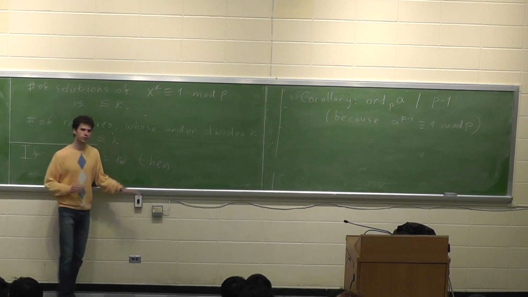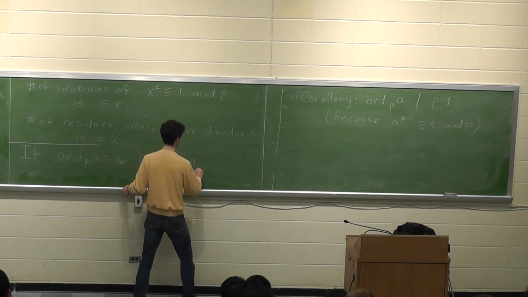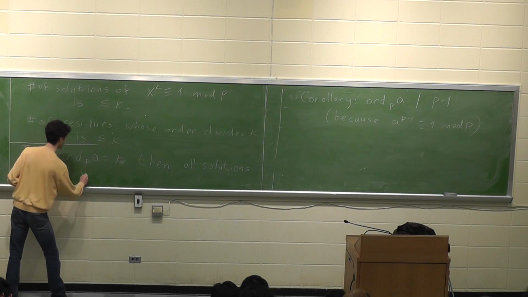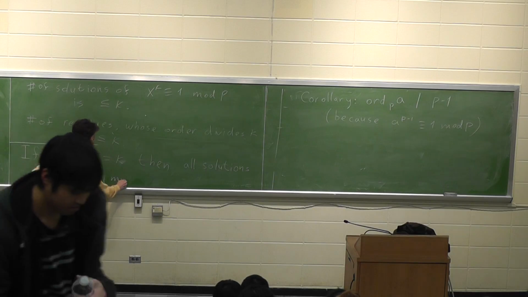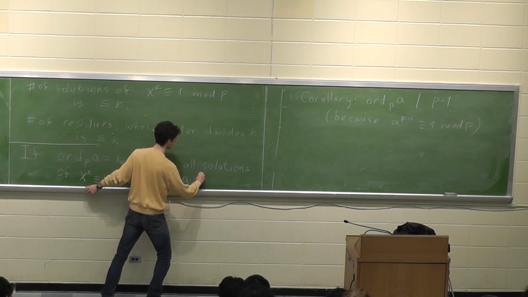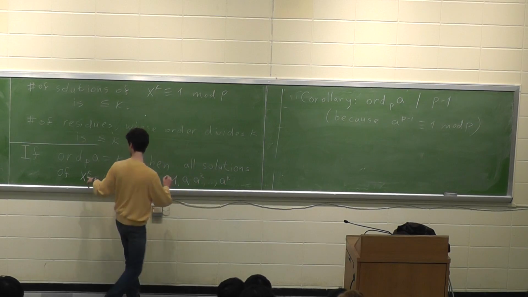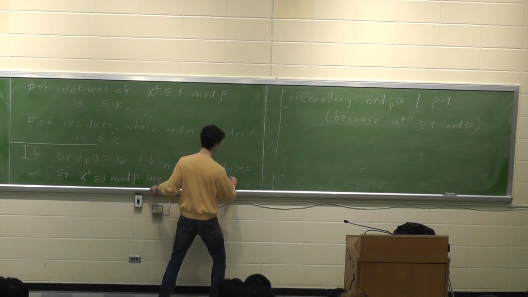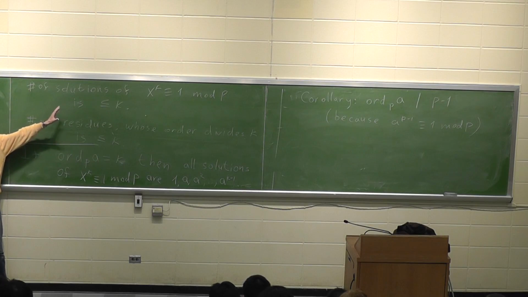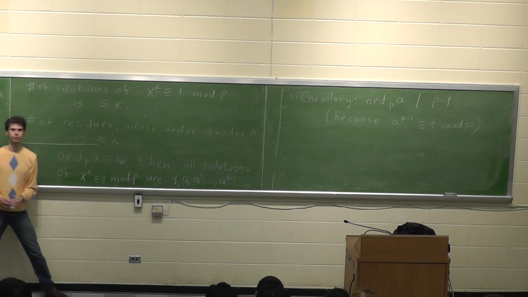First of all, I will be able to describe all solutions of this equation. All solutions of x to the power k is congruent to 1 modulo p are 1, a, a squared, up to a to the power k minus 1. Yes, k minus 1. So not only does this equation have at most k solutions, it has exactly k solutions. Moreover, here are the solutions.